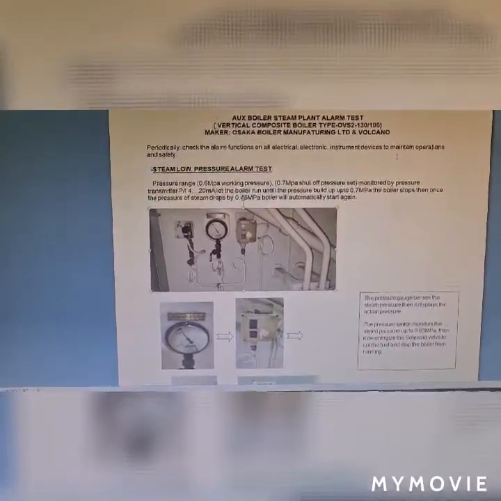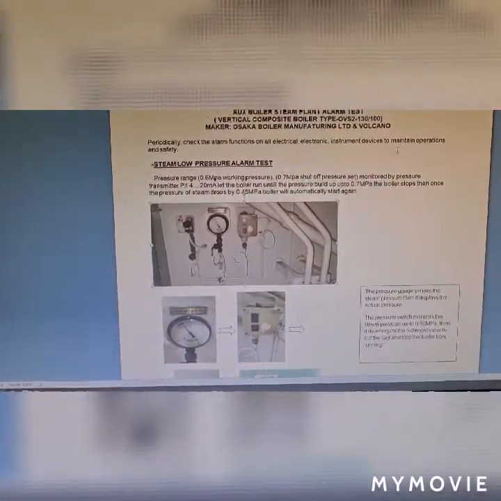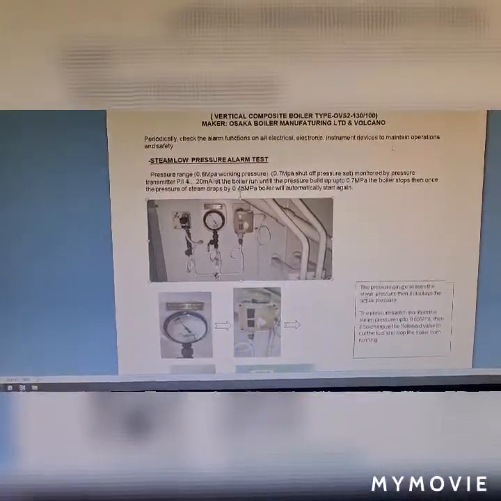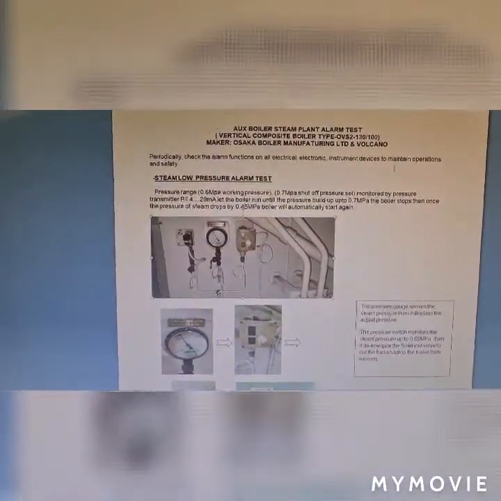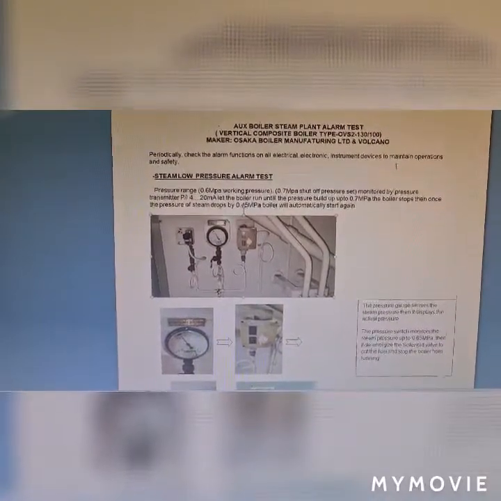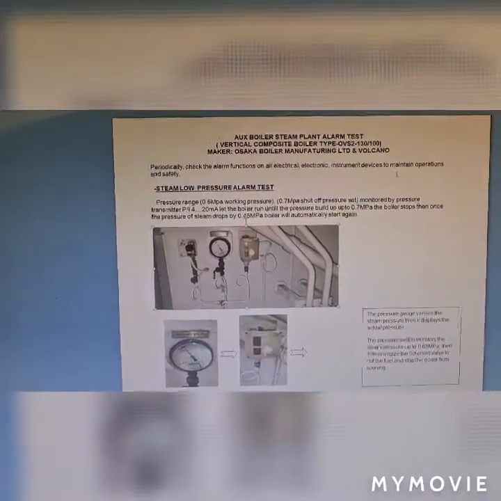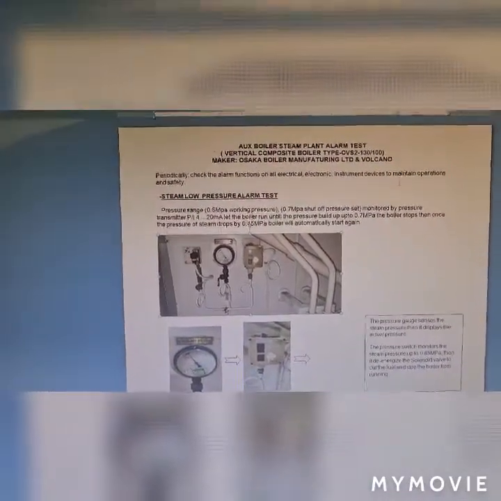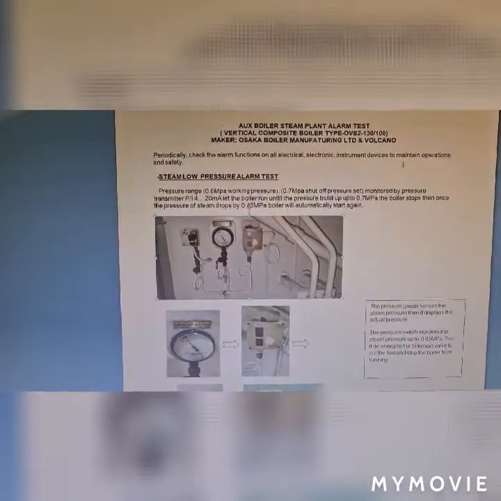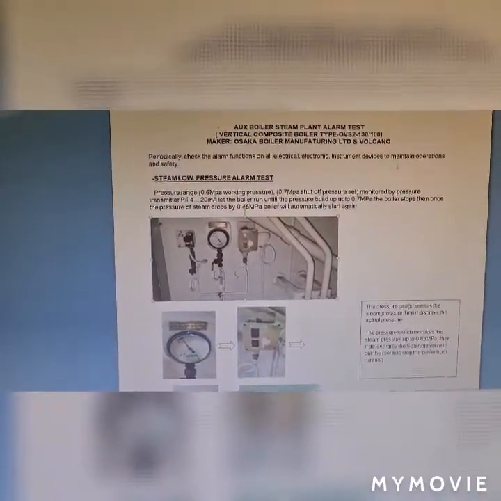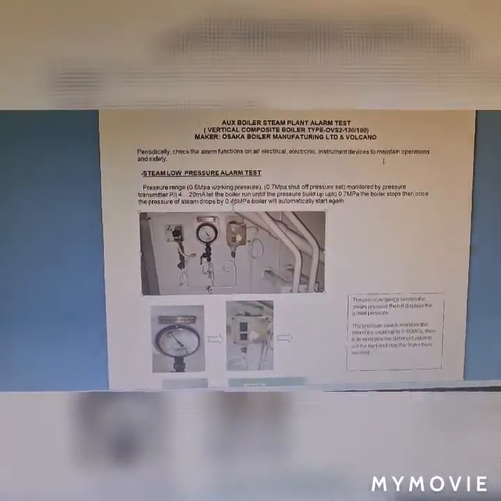Periodical check, alarm testing and operational check must be done to all electrical and electronic instrument devices of all equipment on board so that you are able to maintain the operation and the safety of your equipment. Being electrician on board or ETO, electrical engineer on board, we are responsible to do a weekly check, a monthly check, and a third periodic test for the alarms and trips of all other equipment.